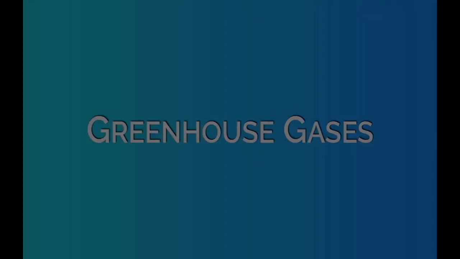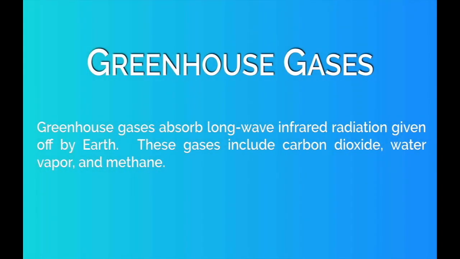Greenhouse gases are gases that absorb long-wave infrared radiation that is given off by the Earth. These gases include carbon dioxide, water vapor, and methane. They're naturally part of our atmosphere. They're actually a good thing. However, because of human beings' manufacturing, driving cars, polluting, and overusing the land for agriculture, we've added more greenhouse gases than we need. And that's led to an increased warming of the planet.